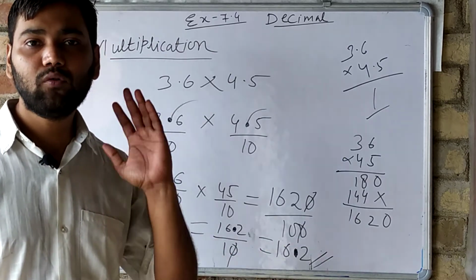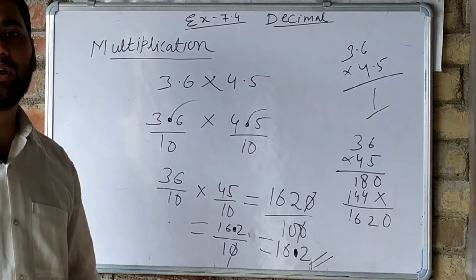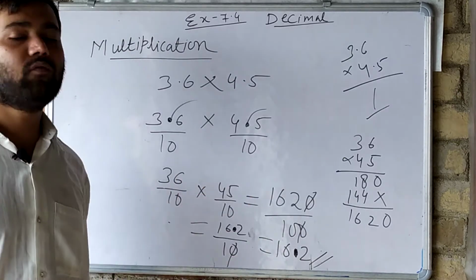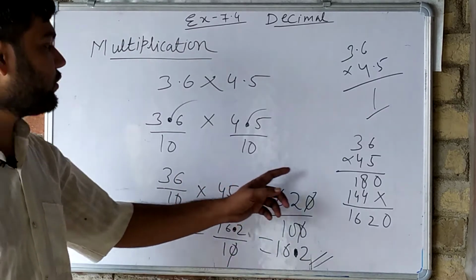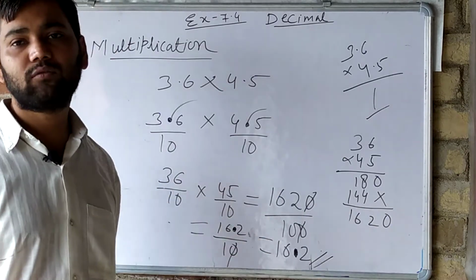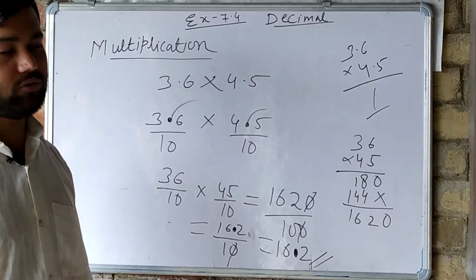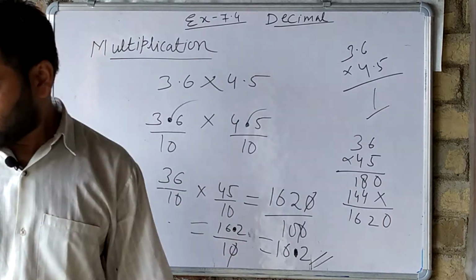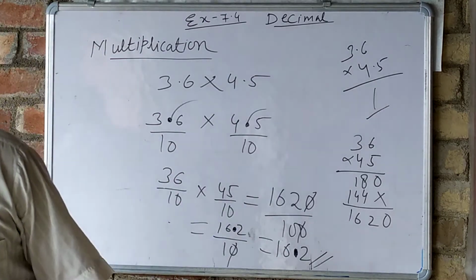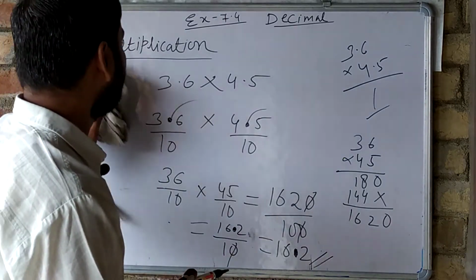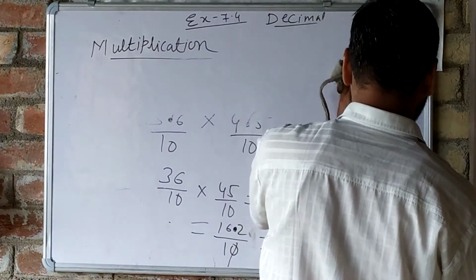We do not have to divide. We do not have to do much calculation. It is easier. We only have to multiply the values. We do not have to divide, or else we need to divide also. So this is a very easy method, so all of you adopt this.